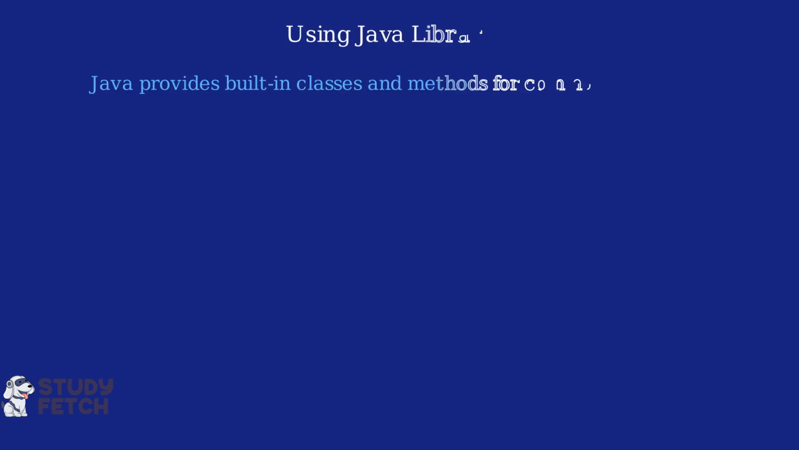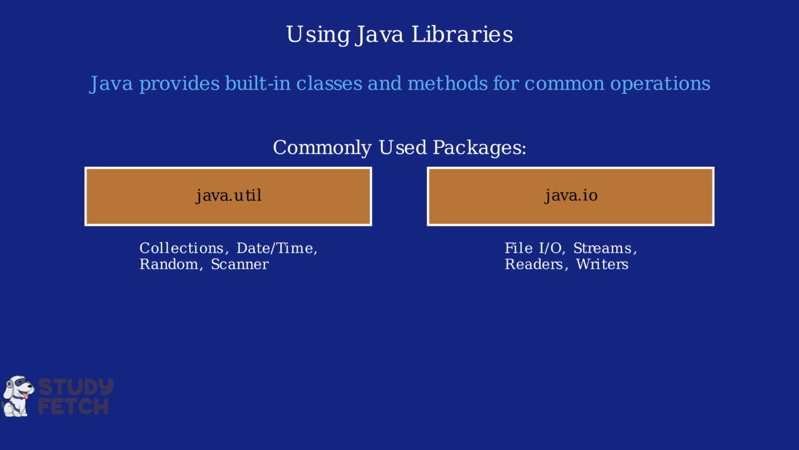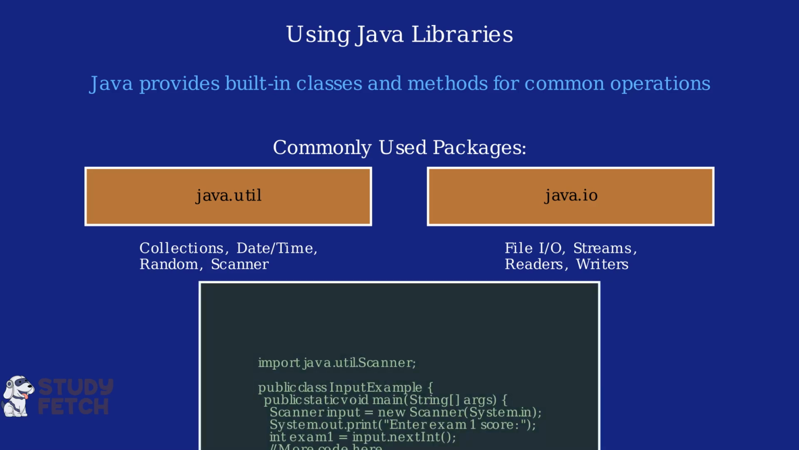Java provides a rich set of libraries through its API, which can greatly simplify our code. Some commonly used packages include java.util for collections and input, and java.io for file operations. For example, the scanner class from java.util allows us to easily read user input from the console.